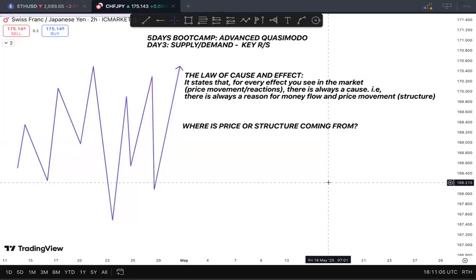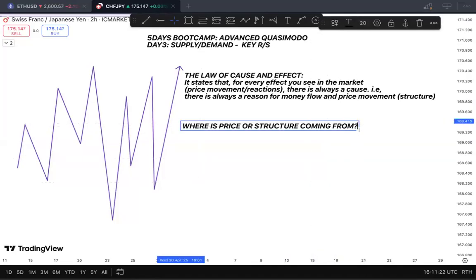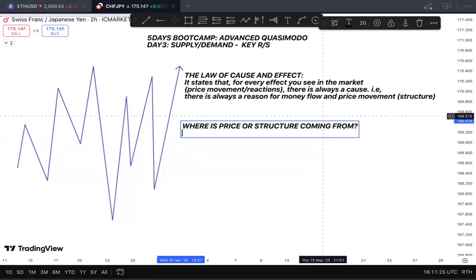And there are two key areas. There are others, but these are the two key areas where structure comes from. Number one is the supply and the demand. Number two is key resistance and support.